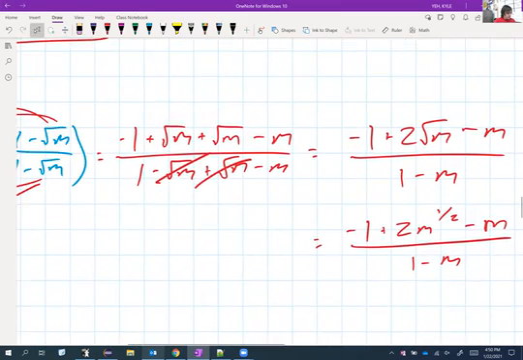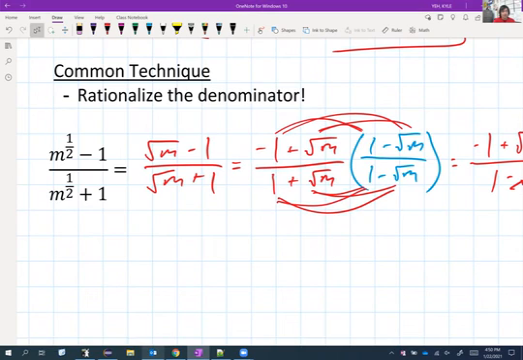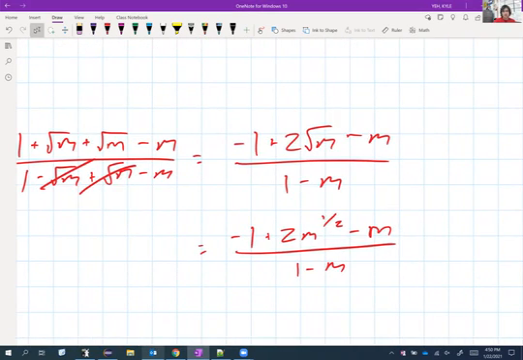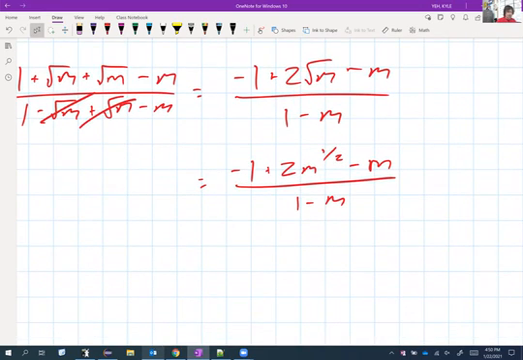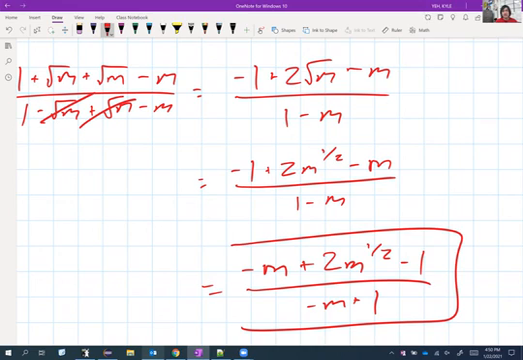And then again, if my problem was given to me in exponential form without radicals, that's probably how we should return our final answer. So I changed that square root of m to m to the 1/2. So no radicals now. And then maybe one last step even. I might just write it in descending order. -m plus 2m to the 1/2 minus 1 over -m plus 1. And that's looking like a really nice answer.